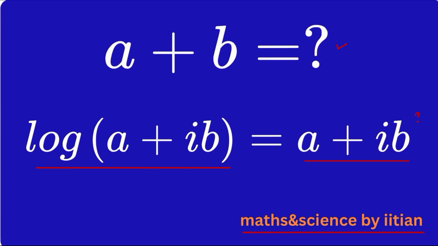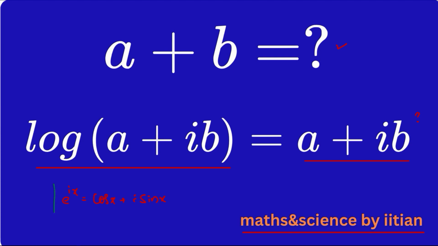One is from Euler's equations, Euler functions, we can solve the equation, and second is we can solve the equation by using Lambert's equation. Euler's is e to the power of ix is equal to cos x plus i sin x.